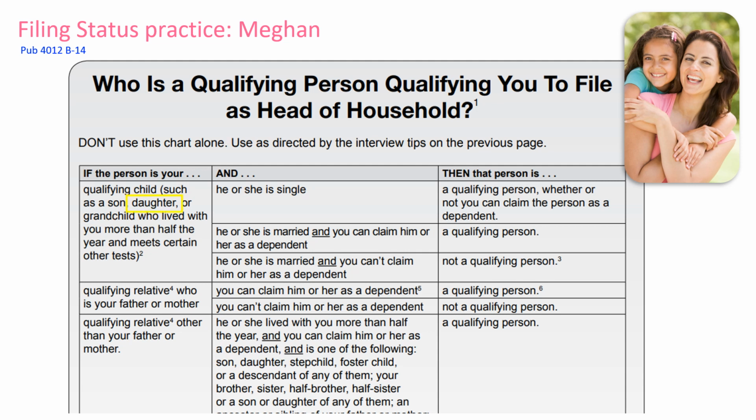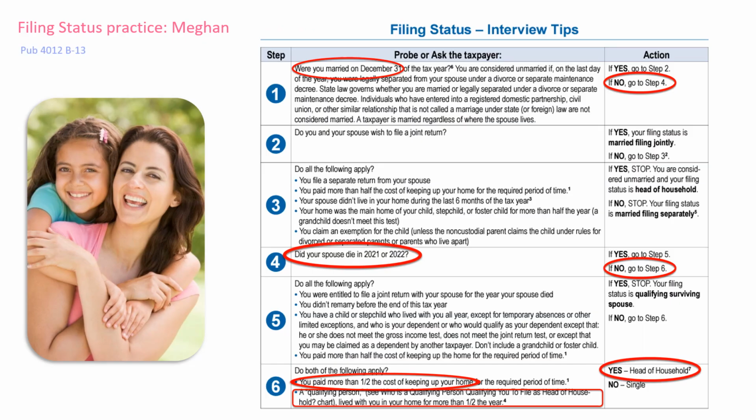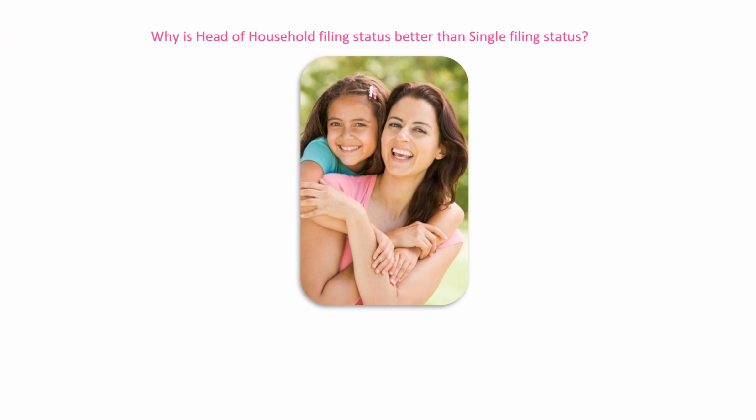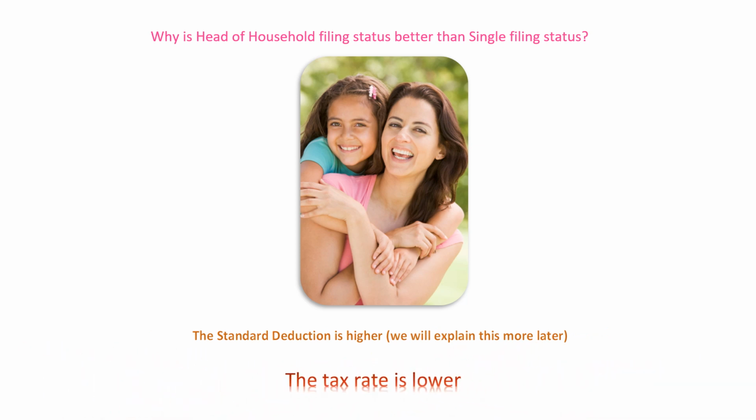Francesca is Megan's daughter, and as an 8-year-old, she is also single. So she is a qualifying person for head of household, regardless of whether Megan can claim her as a dependent. With a qualifying person in Francesca, Megan can claim the head of household filing status so long as she paid more than half the cost of keeping up her home, and Francesca lived with her for more than 6 months during the year. So why is head of household better than single? Well, the standard deduction is higher and the tax rate is lower. Sounds pretty good to me.